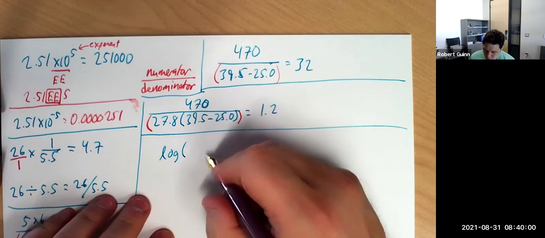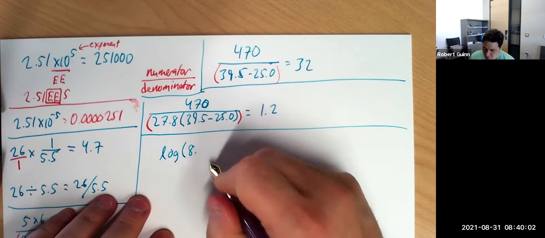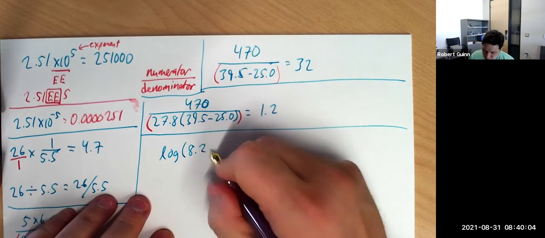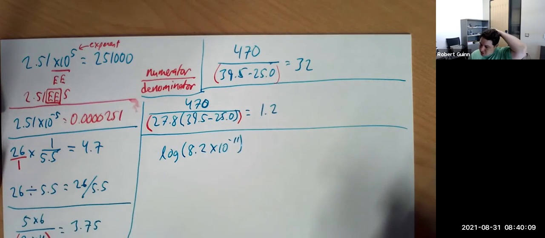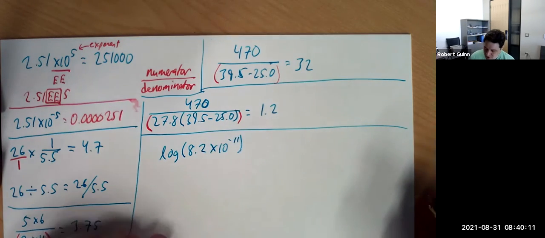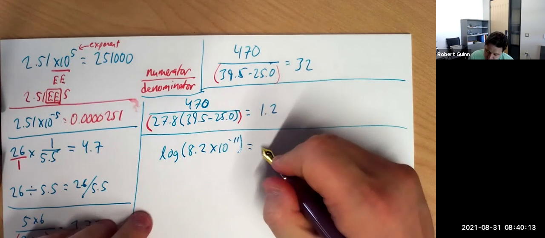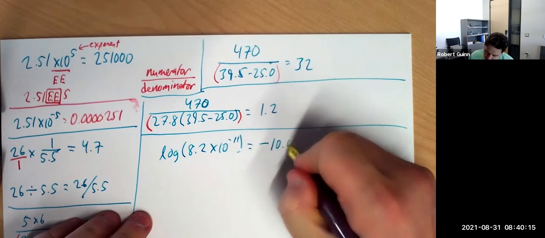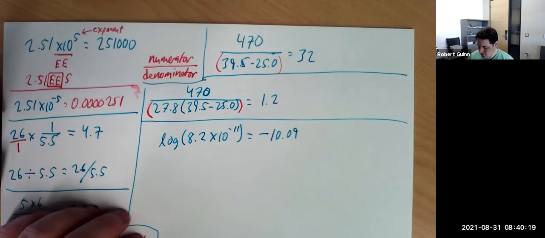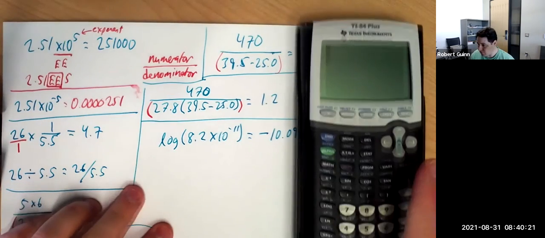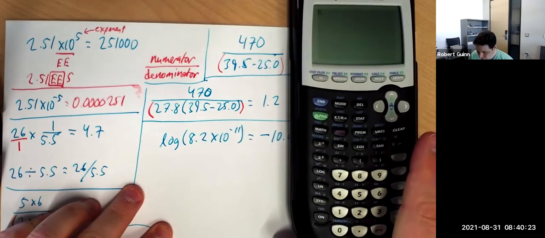So for example, we'll take the logarithm of very small numbers usually. So for example, 8.2 times 10 to the negative 11, let's say. Now it turns out the answer to this is negative 10.09. So let's see how we use that log key with this calculator.